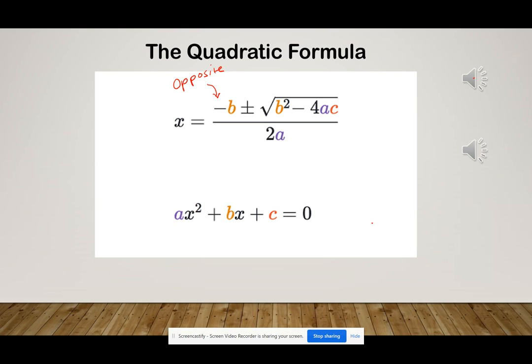Good. So if we use that same chorus, we can sing the quadratic formula right here behind me.